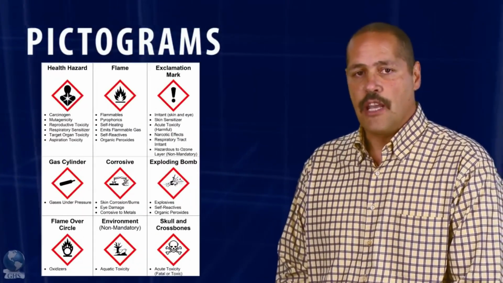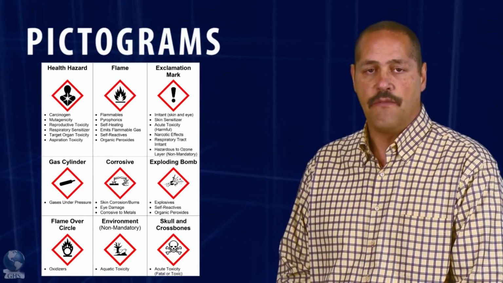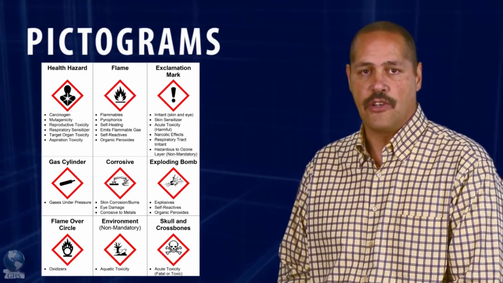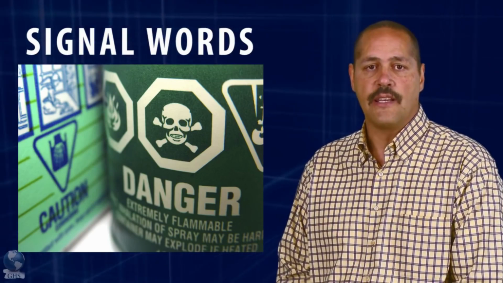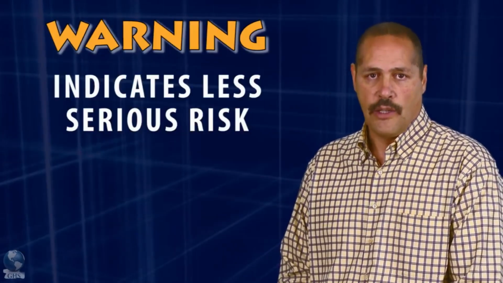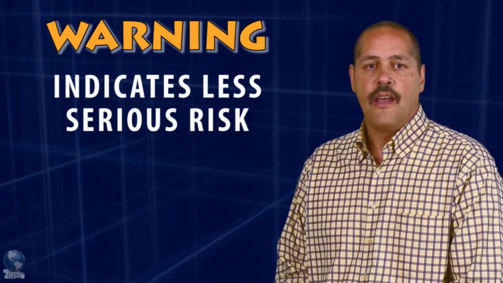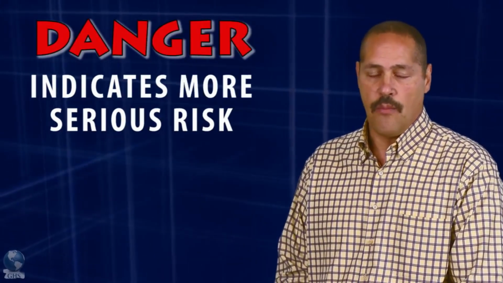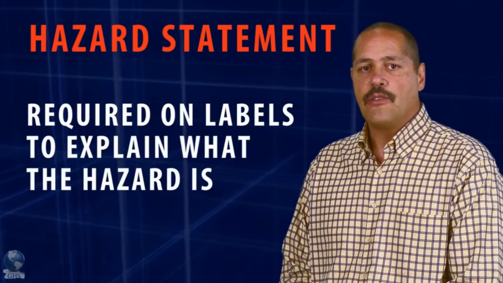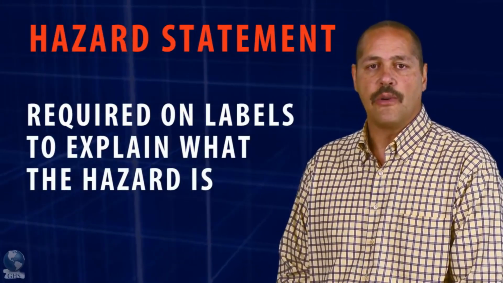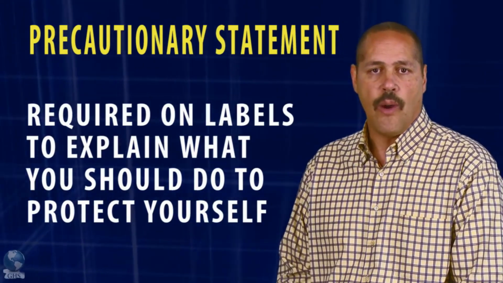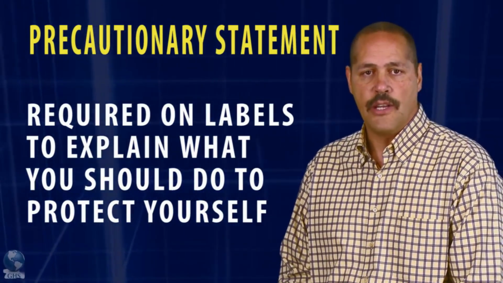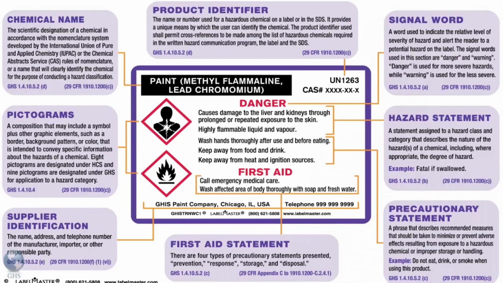Labels on hazardous chemicals will include pictograms which visually identify the main hazards. Signal words will be required on all labels where hazards exist. The signal word warning will indicate less serious risks, and the signal word danger will indicate more serious risk. Hazard statements will be required on labels to explain what the hazard is. Precautionary statements will be required to explain what you should do to protect yourself from the hazard.